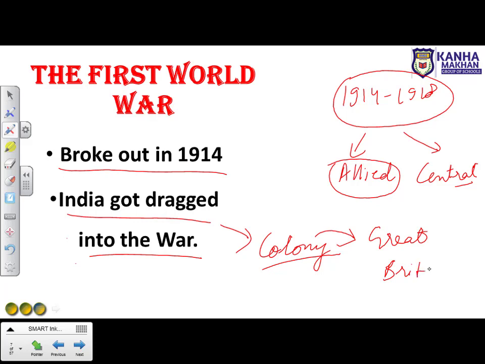Britain used to control us in every way, whether economically, socially, or politically. India was in complete submission to Great Britain at that time. So obviously, Great Britain was one of the Allied powers. It wanted to fight in the First World War, so it also dragged in the different colonies it was controlling. India was the biggest colony of the Britishers, so it got dragged into the war, even though it had no direct connection with the First World War.